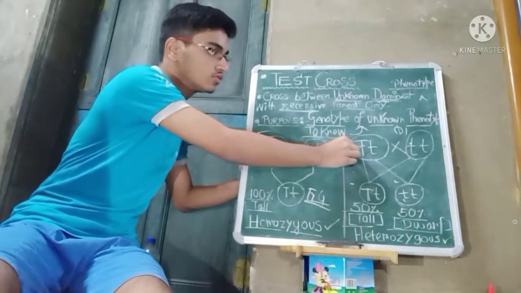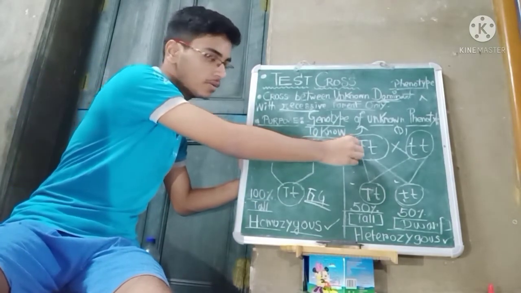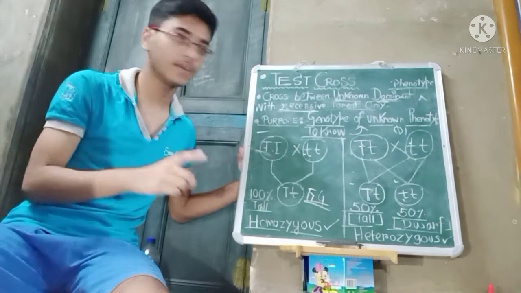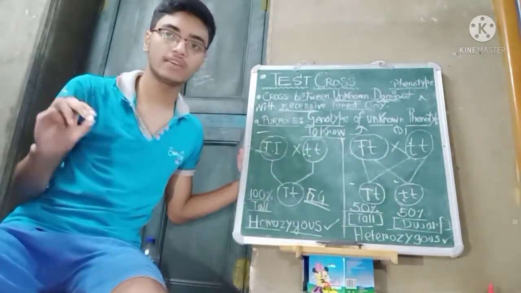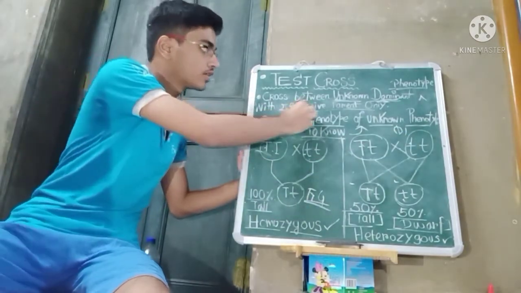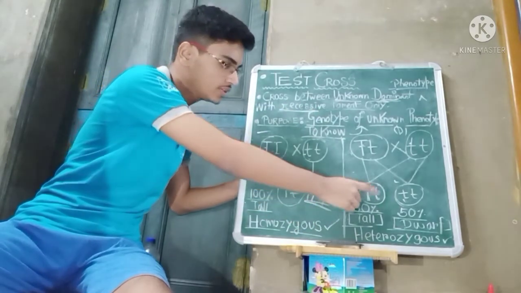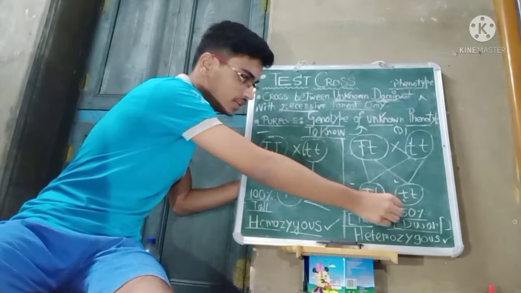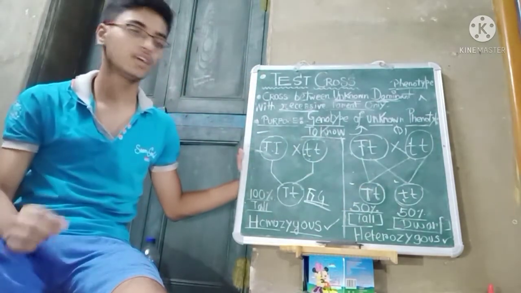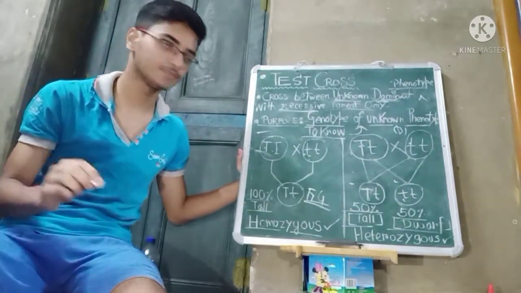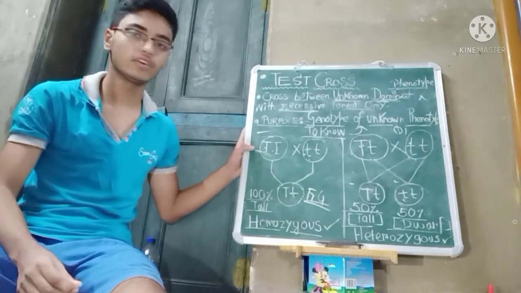Next, we have shown the dominant phenotype crossed with the recessive parent. So 50% are tall, that is capital T small t, and 50% are dwarf, small t, which shows that it is in the heterozygous state. So this was all for the test cross.